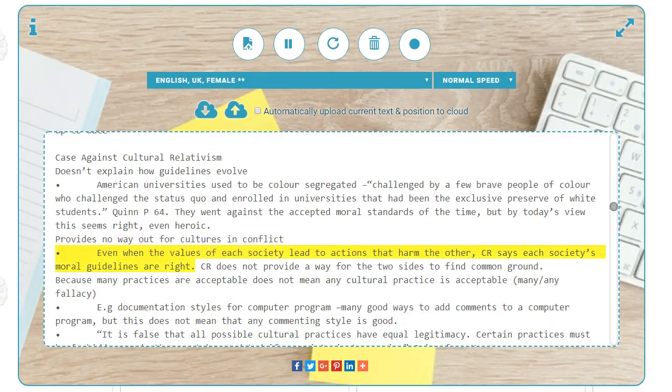It provides no way out for cultures in conflict. Even when the values of each society lead to actions that harm the other, CR says each society's moral guidelines are right. CR does not provide a way for the two sides to find common ground.